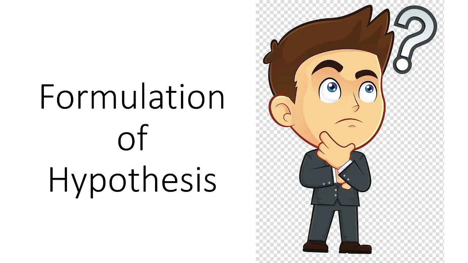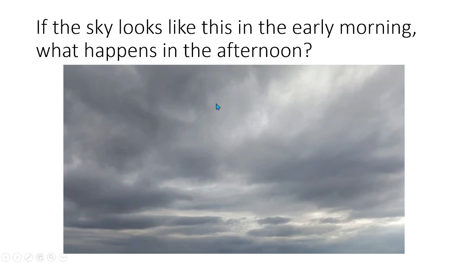Hi there. In this video, we shall discuss how to formulate a hypothesis. But before proceeding, let me show you this picture taken early morning. If the sky looks like this early in the morning, what happens in the afternoon? If you think it might rain in the afternoon, your guess will likely happen because of the thick cloud formations. So your guess is a hypothesis based on specific information.